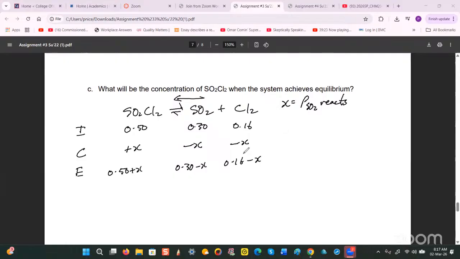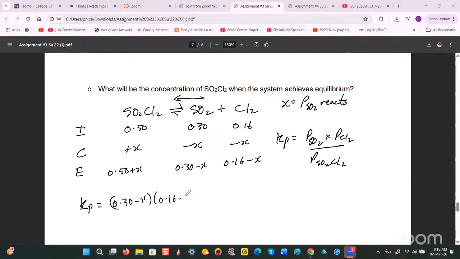So therefore, we can put these terms into the Kp expression. Kp would be equal to the pressure of SO2 times the pressure of Cl2 divided by the pressure of SO2Cl2. And then you put the numbers in. So I'm going to continue down here. So Kp would be equal to 0.30 minus X times 0.16 minus X, and then below here, I'm going to put 0.50 plus X, right? And that would be equal to the Kp value, which was given as 0.011, right?